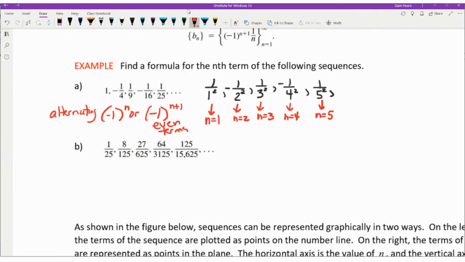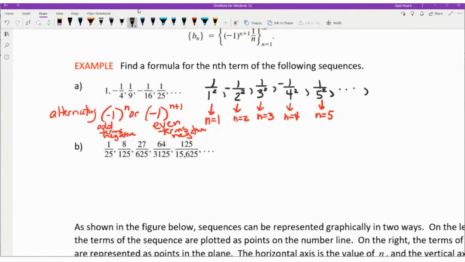When you have even terms that need to be negative, you're going to need to use the n plus 1. So that way, when you raise the -1 to the, say, 2 plus 1 power, you're going to end up with an odd power that makes it negative. So if you had odd terms that wanted to be negative, you would have to use the -1 to the n. So putting those two ideas together then, what would the nth term look like in this sequence?